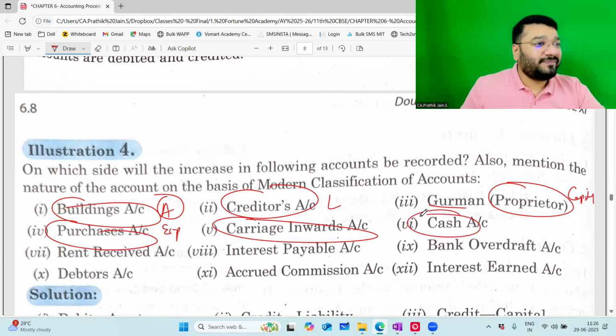Cash. Asset. Why is it an asset? Because you own it. Okay. Rent received.